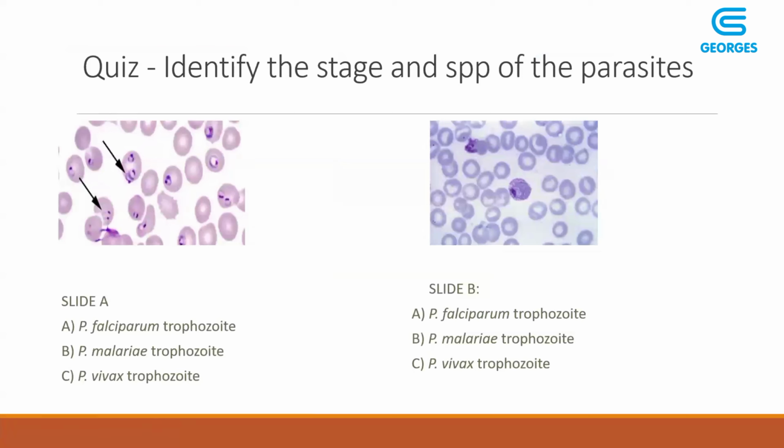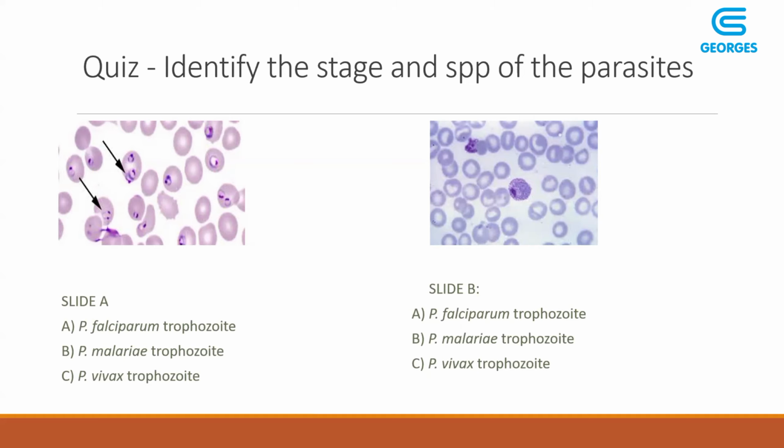Let us look at the slides again. You can look at slide A. This is classical P. falciparum trophozoites. You can see multiple rings in an RBC. You can see the rings are small, they are delicate. You can see one of the rings has double chromatin dots. So this is a classical P. falciparum trophozoite infection.